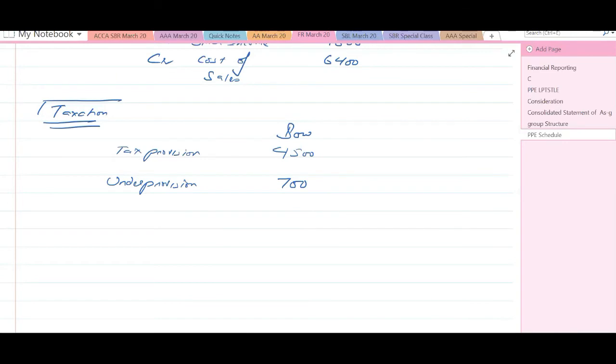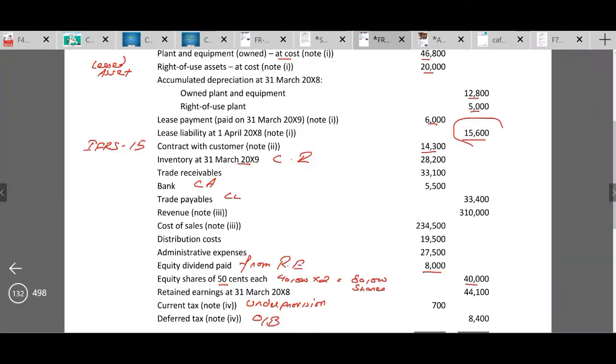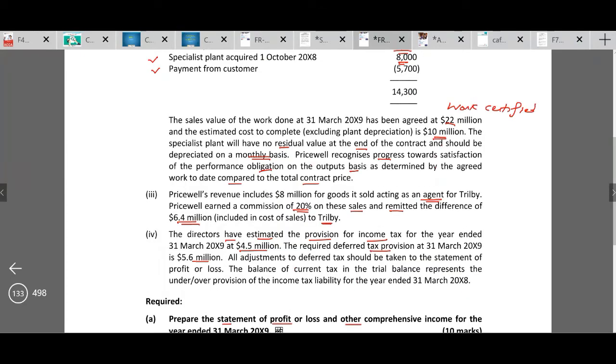All right, so the opening deferred tax was 8,400, if I correctly remember, yes. And the closing deferred tax is 5,600. So it's a decrease.